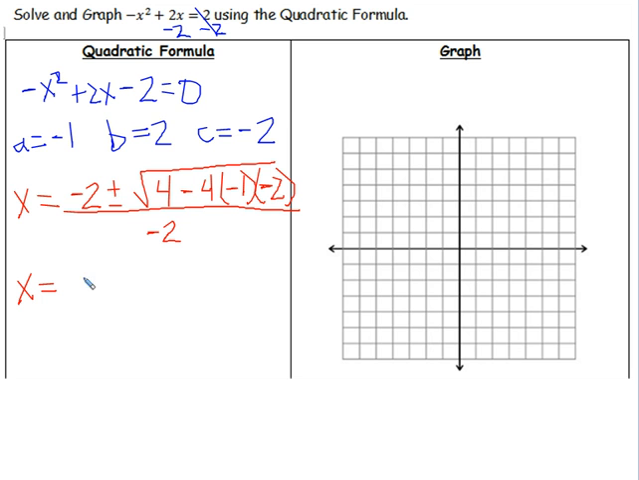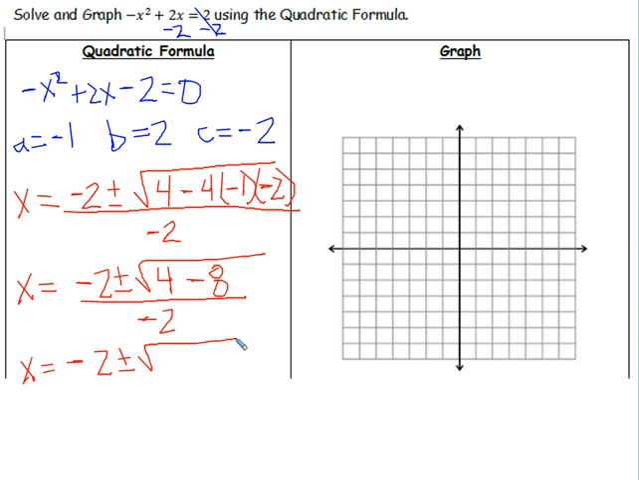All right, so let's clean it up a little bit. We have, on the inside, negative 4 times negative 1 is positive 4, times negative 2 would give us negative 8. And that's all over negative 2. Keep cleaning it up a little bit.